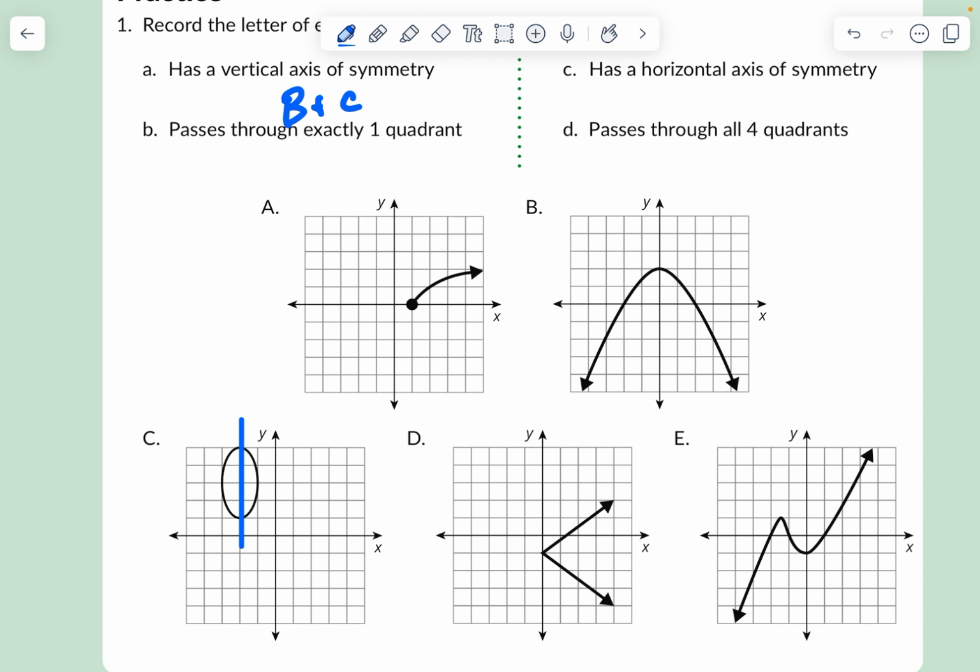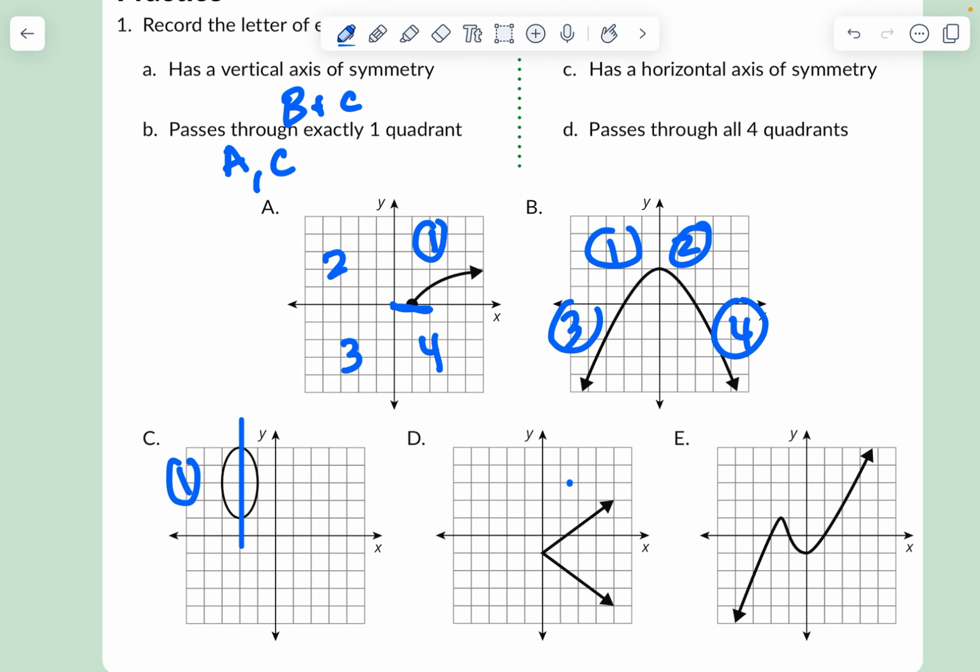B passes through exactly one quadrant. Well, I've got one quadrant, and this one does not go into this quadrant, or in this quadrant. We don't worry about stuff on the border. So A passes through exactly one quadrant. B clearly does not. Can y'all see that? This one's in all 4 quadrants. Letter C is only in one quadrant. Letter D is in 1, 2 quadrants. Letter E is in all 4 quadrants. I'm not numbering the quadrants correctly. I'm just numbering to see that there are quadrants.